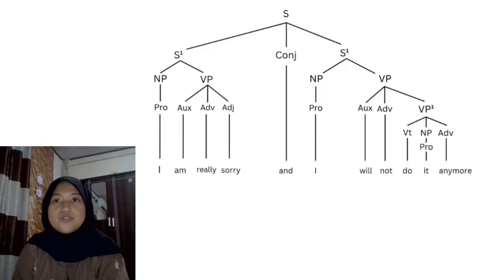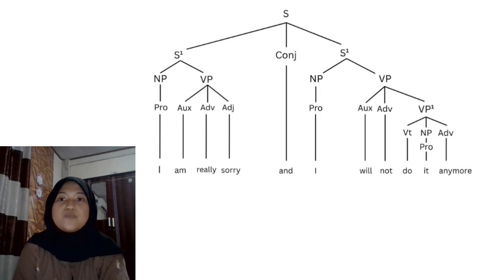Now let's move on to the tree structure. At the very top, we have S, which stands for sentence. The reason we only have one S at the top is because the whole thing is one complete sentence. However, if we look closely, the sentence is actually made up of two separate clauses. The first clause is I am really sorry, and the second clause is I will not do it anymore. These two clauses are connected by the conjunction and.